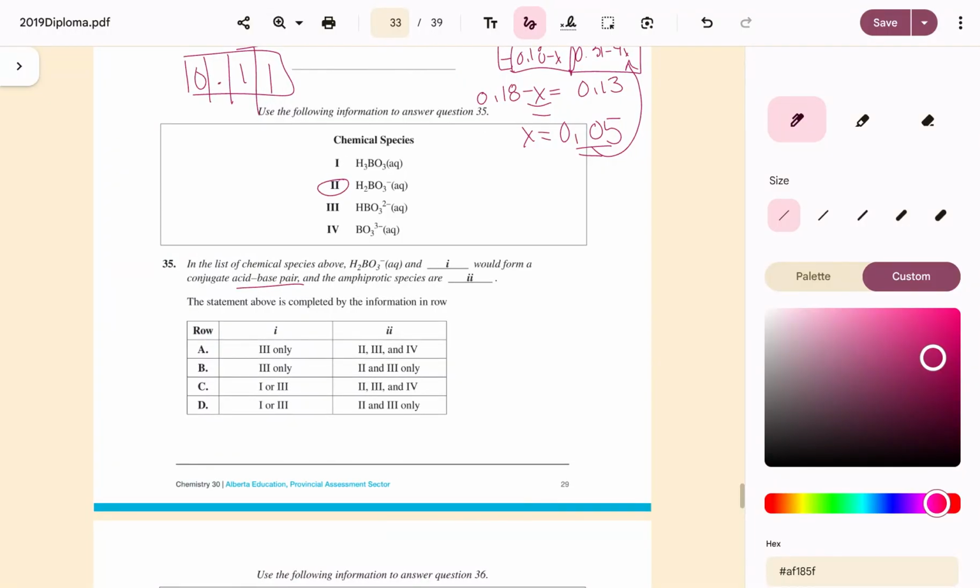Keeping up with this question, we ended off with number 35, and we were just talking about how to be a conjugate acid or base, you have to differ by just one hydrogen. So number 1 and 3 would be just the difference of one hydrogen, so that could work. And then to be amphiprotic, you're either water or you are a compound that can act like an acid, so it has an H to donate, and you have a negative charge, so you can also act like a base. So to show that, that is 2 or 3. So it looks like our answer here is D.